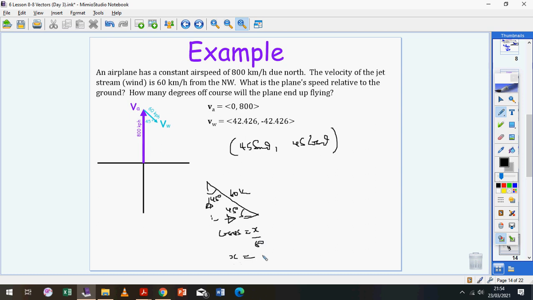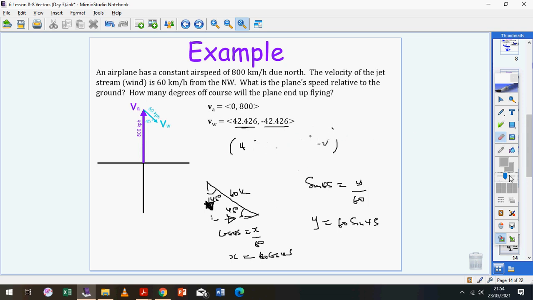And y component will also be, sorry, this points down. Y component will also be sine 45 equals y over 60. So y component will be 60 sine 45, which gives you the same thing as this. So after writing my two vectors, the vector for the plane and the vector for the wind, in their respective components, I can just add them, like literally add them, right?